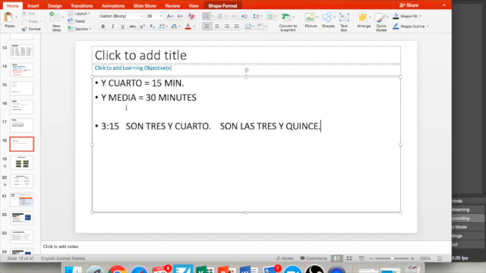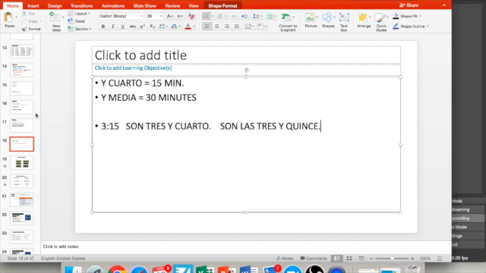Now, depending on the country you're in, they may prefer one of these options over another. For my Spanish lab purposes, I would default to the cuarto and media when you're unsure. Son las tres y cuarto or son las tres y media. I recommend the cuarto for my Spanish lab.